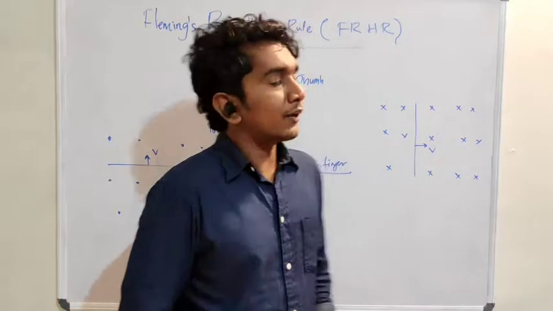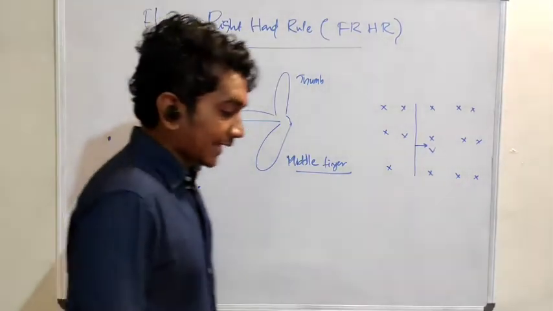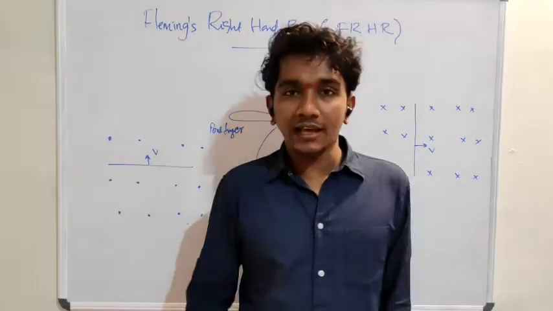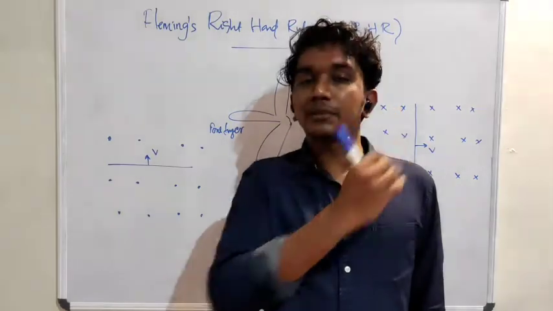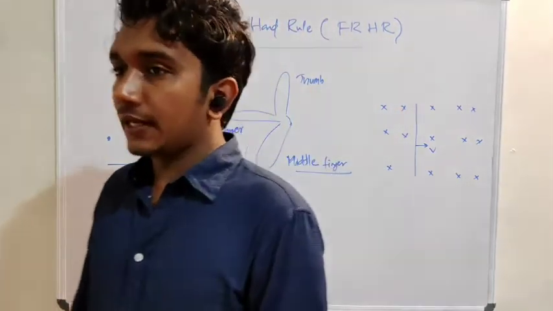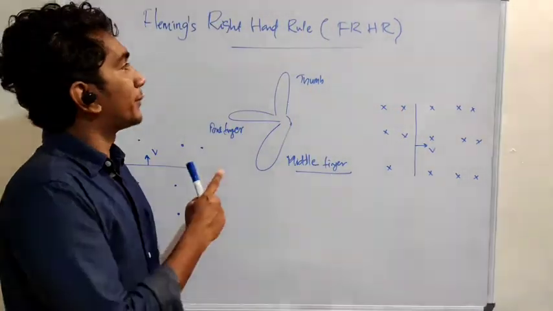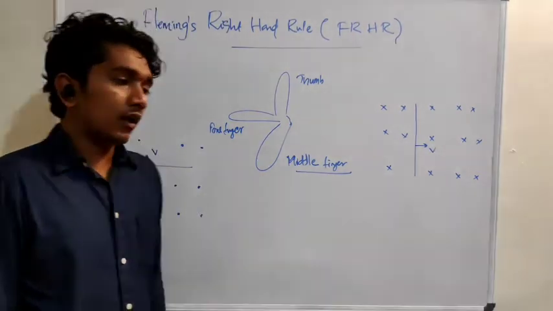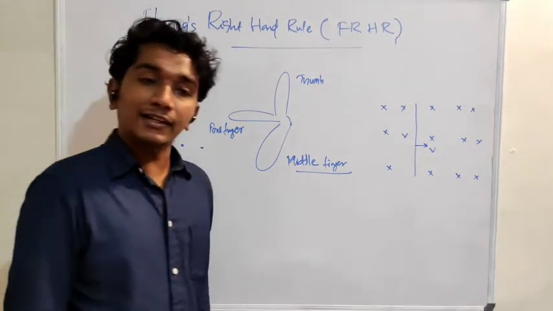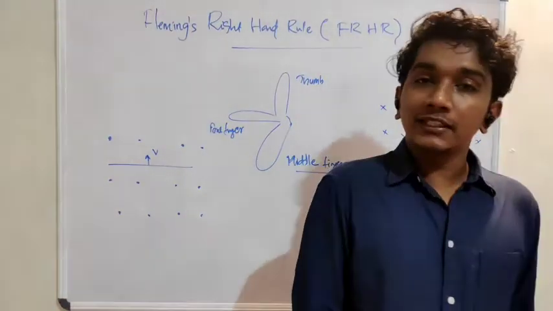Alright, so next we are going to talk about Fleming's right hand rule. Fleming's left hand rule we have learned in the previous chapter, magnetic effects of current. And here we are going to talk about Fleming's right hand rule. Okay, what is exactly Fleming's right hand rule? So let me tell you something.